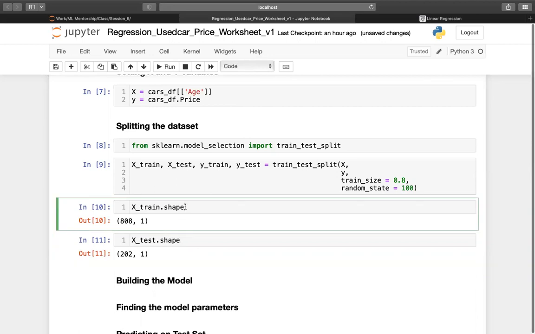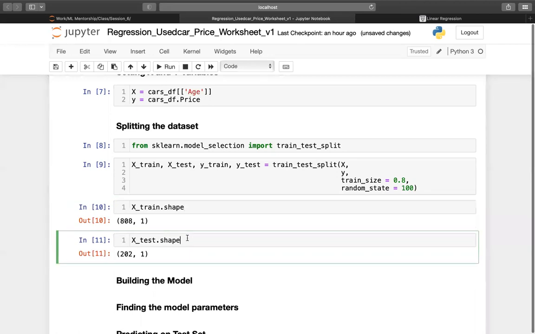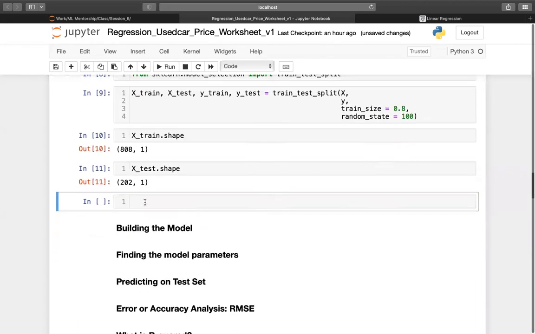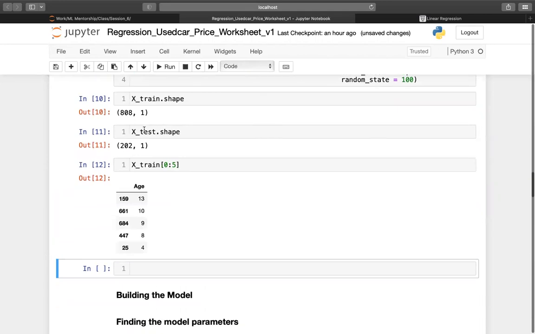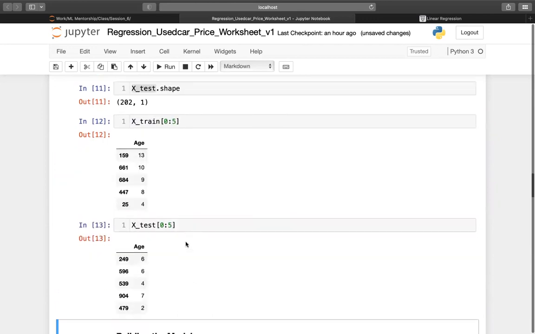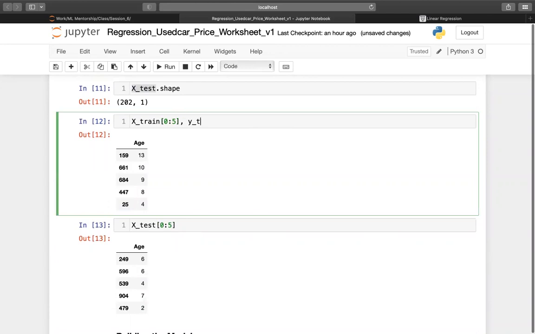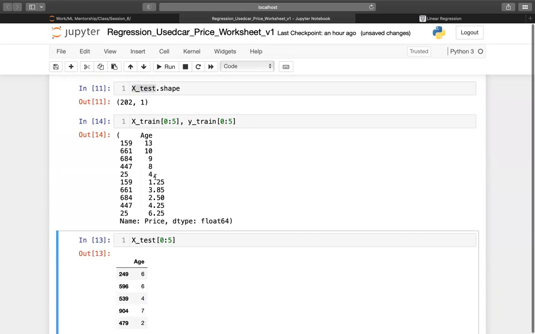And if you look at some of the values of X train and X test, so like X train 0 to 5, so different age, and X test, right? And of course your Y train will also be the same. So if let's say Y train, age and the price.